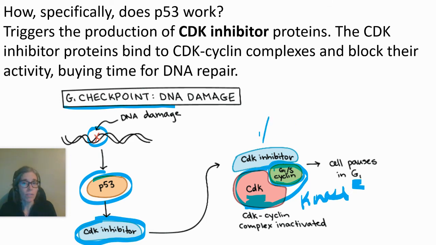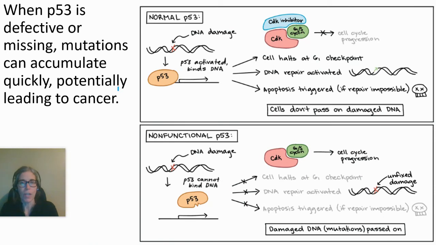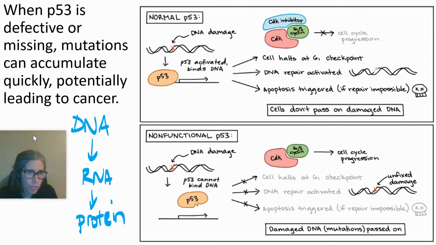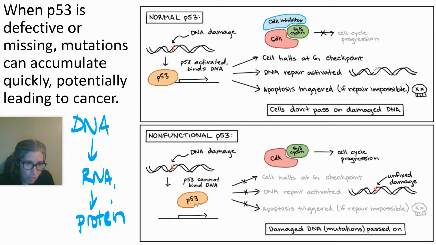Okay, but if you have a CDK inhibitor, that stops that whole thing. So then you're not getting your cell to go past G1. So that's p53's job, or at least one of them. So here's a normal p53. The way it works is kind of cool. You know how DNA makes RNA and RNA makes proteins. So do you remember transcription, translation, and which one's which?